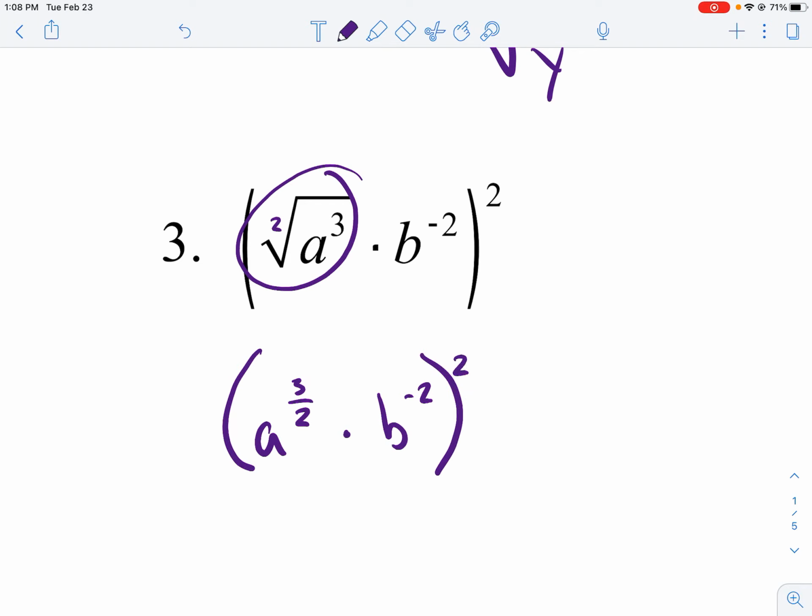Now a and b are definitely not the same letter, so we don't have the same base and we don't have the same exponent. So really all we can do here is multiply this 2 inside. By doing so, I get a to the 6/2 power times b to the negative 4 power. This simplifies to a to the 3rd, b to the negative 4, and because we don't like negative exponents, that means b to the 4th goes down below.